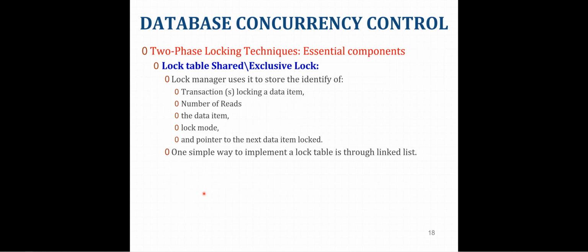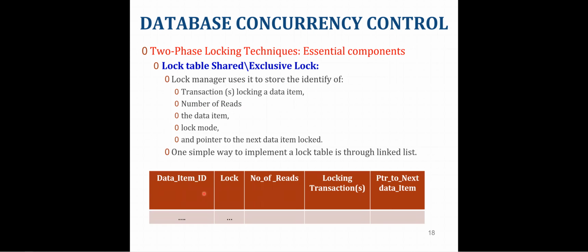The lock table for shared exclusive lock. We have another lock manager for the shared exclusive. Here it will keep track of the data item ID. So, for example, I'm accessing the data item X or Y or Z. What's the lock type? Is it read lock? Is it write lock? And then the number of reads. In case it is write lock, it will be 1. If it is read lock, it depends on how many transactions are reading. So for example, if there are 5 transactions reading, you will just put 5.